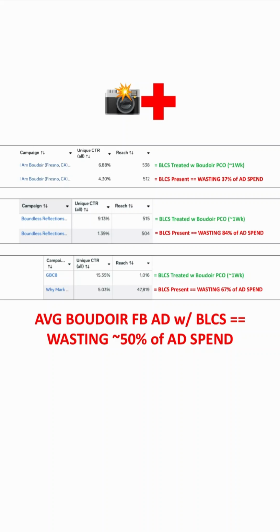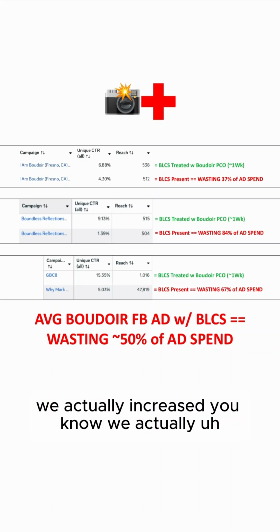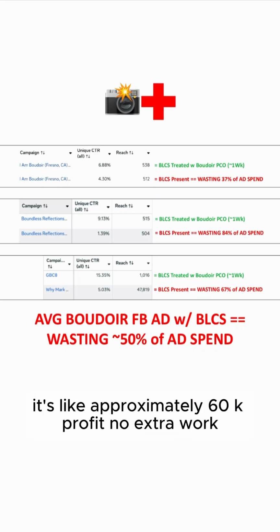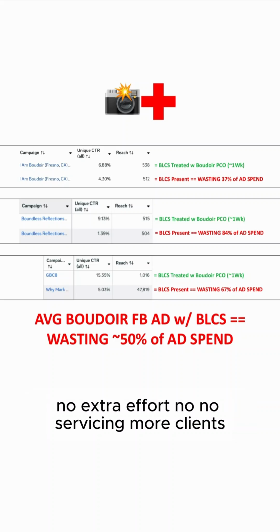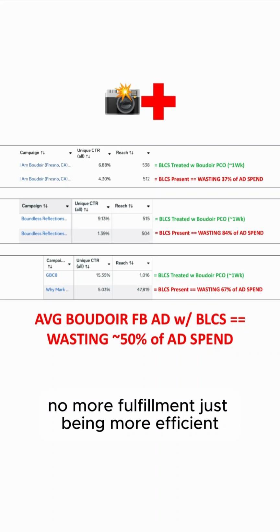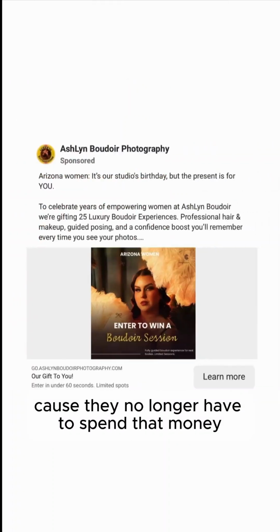And at the end of the year, it's approximately a 60K profit. No extra work, no extra effort, no servicing more clients, no more fulfillment, just being more efficient on money.